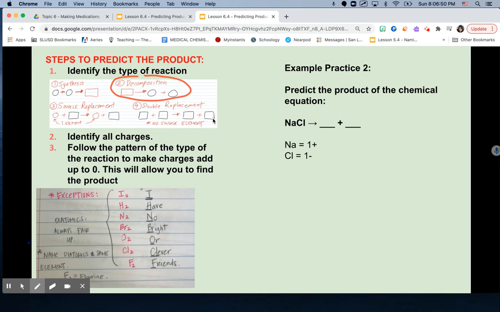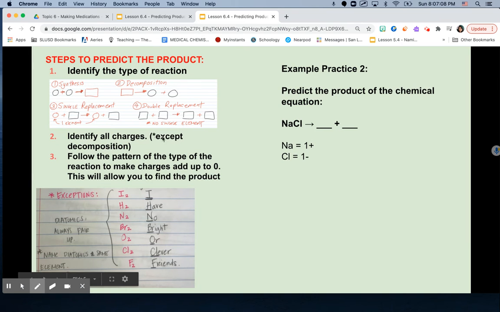Okay, so since I know it's a decomposition reaction, mainly what's going to happen is this molecule is going to split up into 2, right? So my goal is to identify all of the charges, except for in decomposition I don't need to do that, right? So if I know that it's a decomposition reaction, it's a little bit different. Basically, I need to find the elements in this molecule and then just split them up in half, and I'm pretty much done, right?